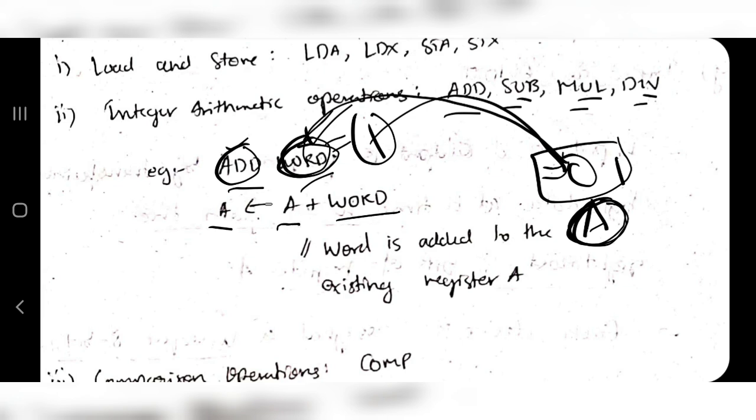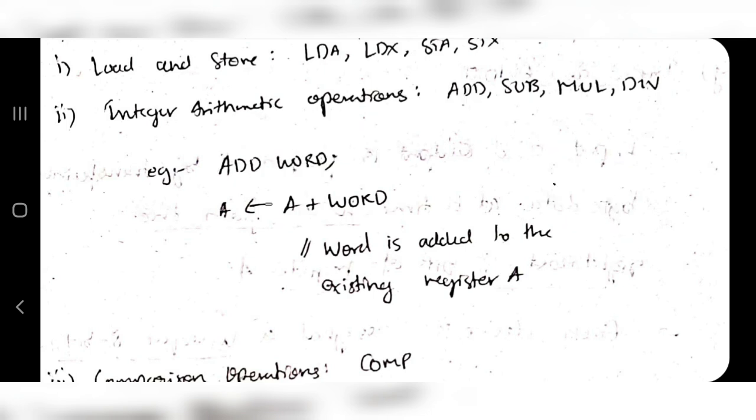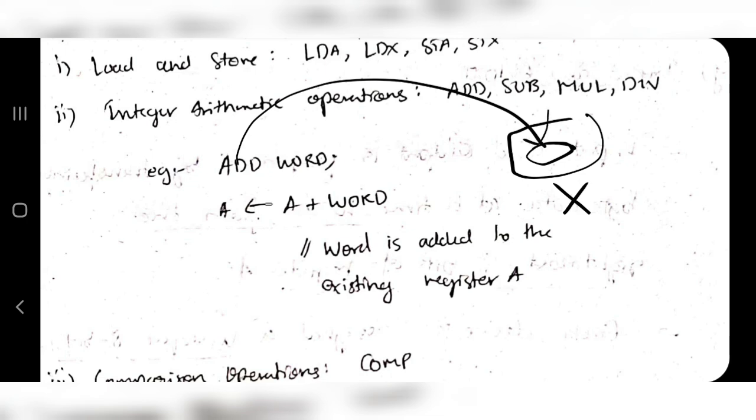You did not specify which register you are performing on, but still by default it will perform the operation on the A register only. ADD word could have taken the X register also, some value could have been added in the X register, but by default it will perform on A only.